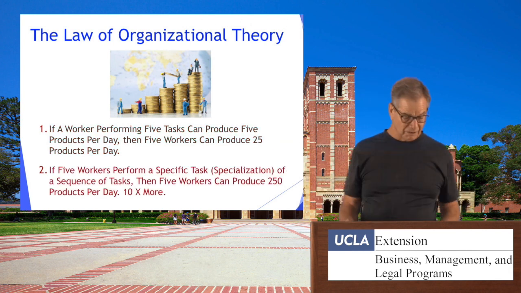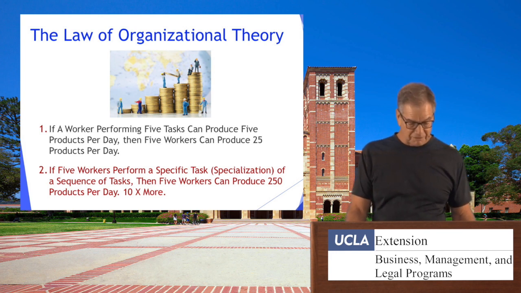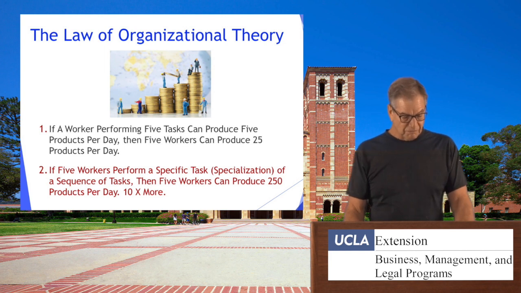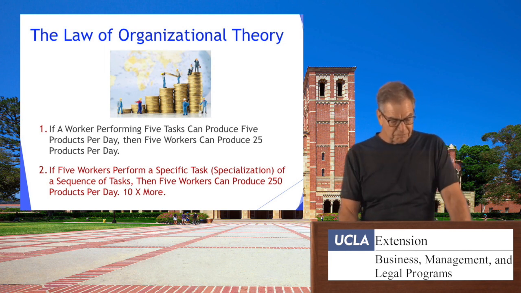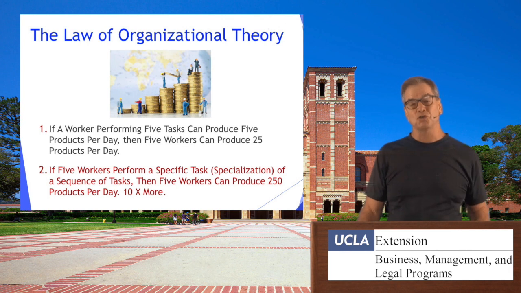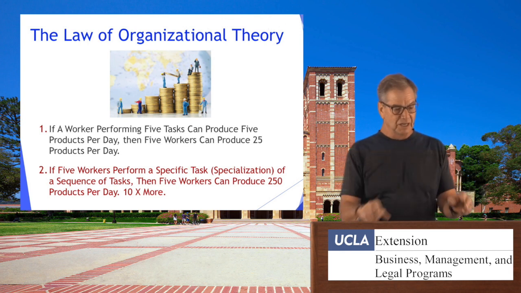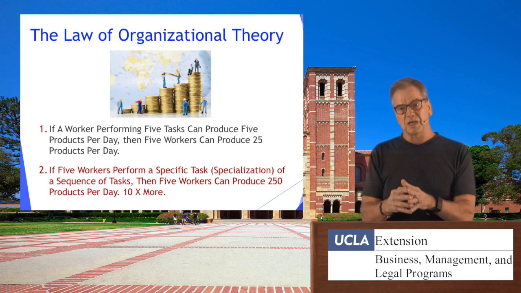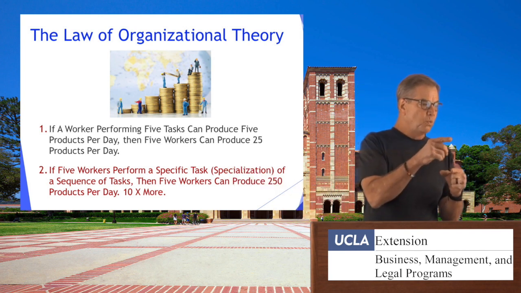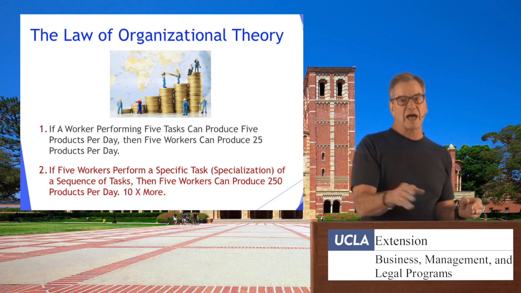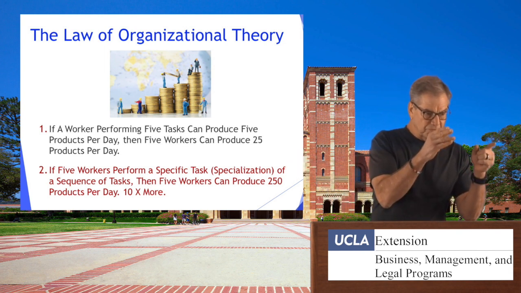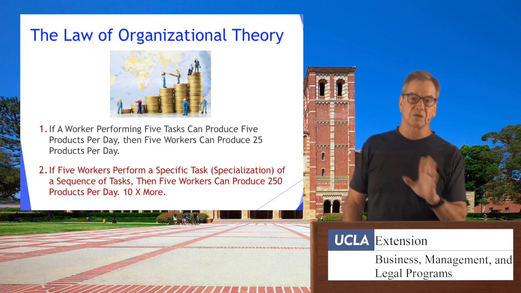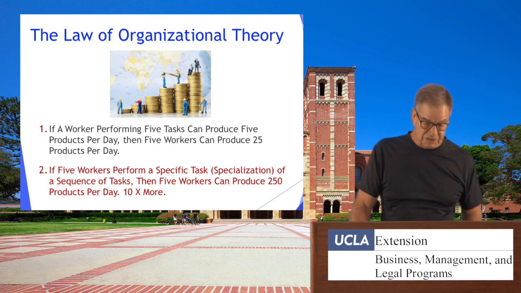Now we'll apply the law of organizational theory. If 5 workers each perform a specific task, specialization of a sequence of tasks, then the 5 workers can produce tenfold, 250 products a day. It's like do the process, move it down, the other person does the process and moves it down. So whenever we can develop some kind of work schedule, some kind of strategy for doing something first, second, third, logistics of moving it through the line, then we're going to be 10 times more effective at what we're doing.